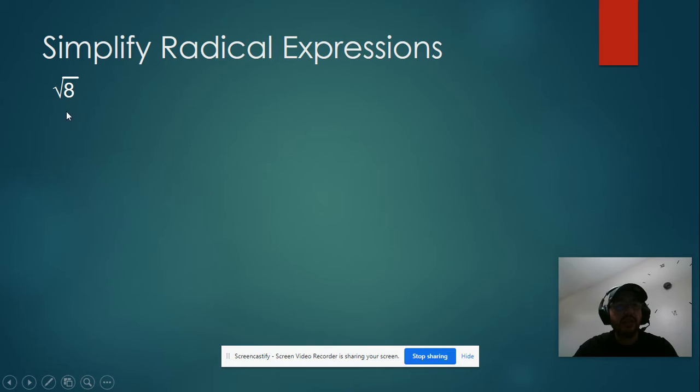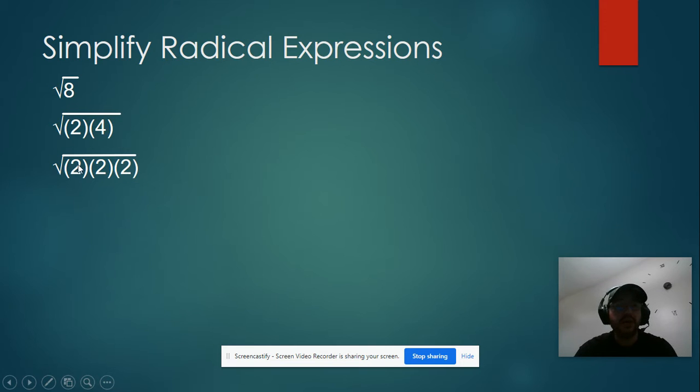So 8, the first factor that I can think of is 2. I can divide 8 by 2, so it will be 2 times 4, which is the same as 8, right? And then the 2 is already in the simplest form, but the 4 I can also divide by 2, so it can be 2 times 2 times 2, which is the same as 8, right? So I can have the square root of 2 times 2 times 2, which is the same as the square root of 8.